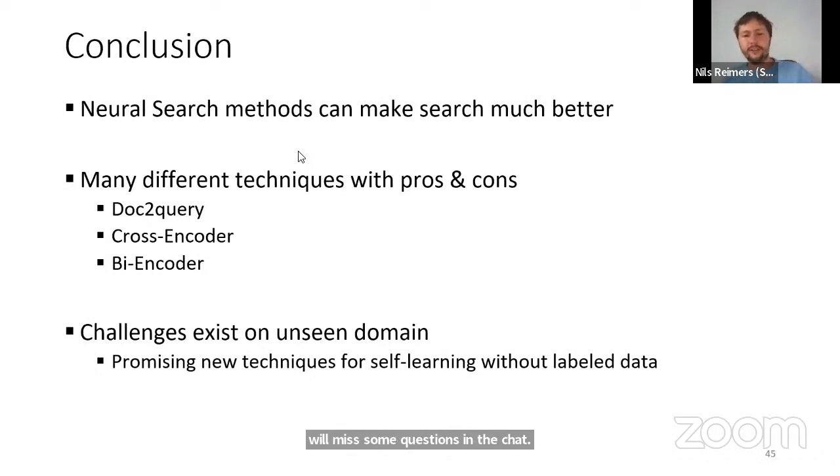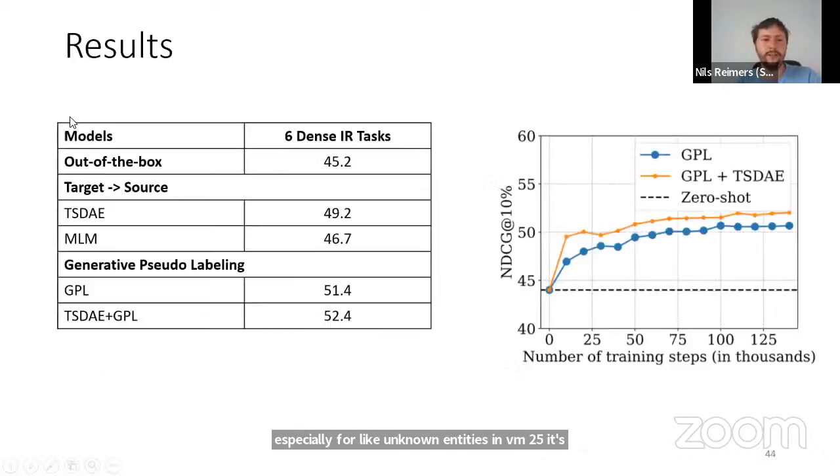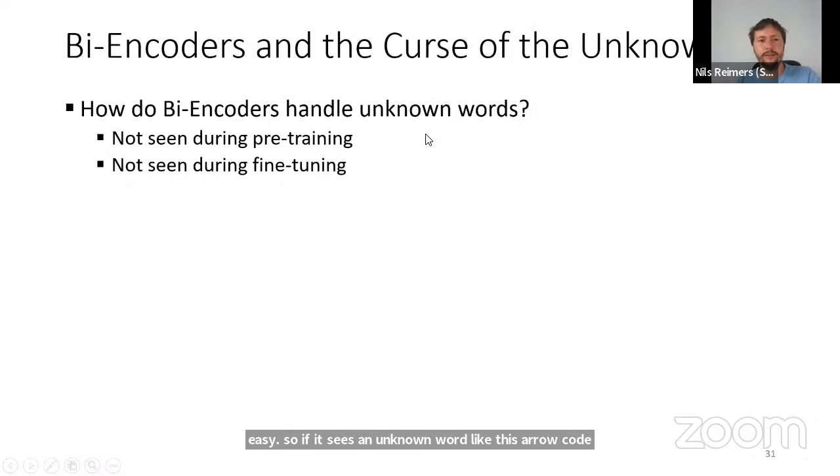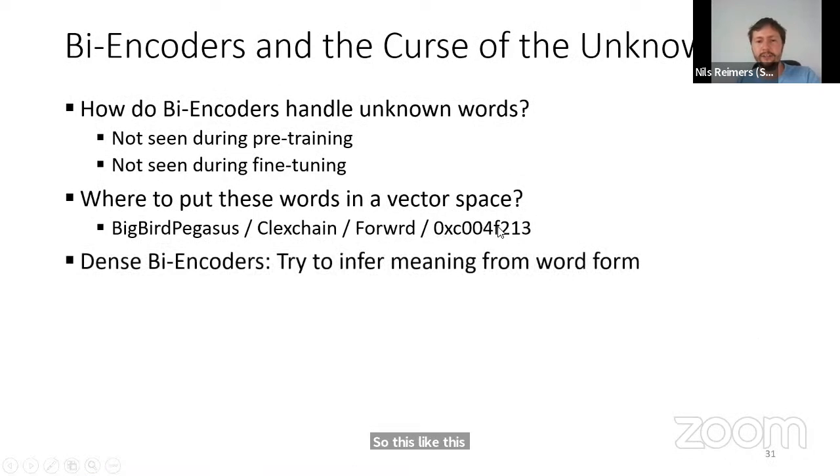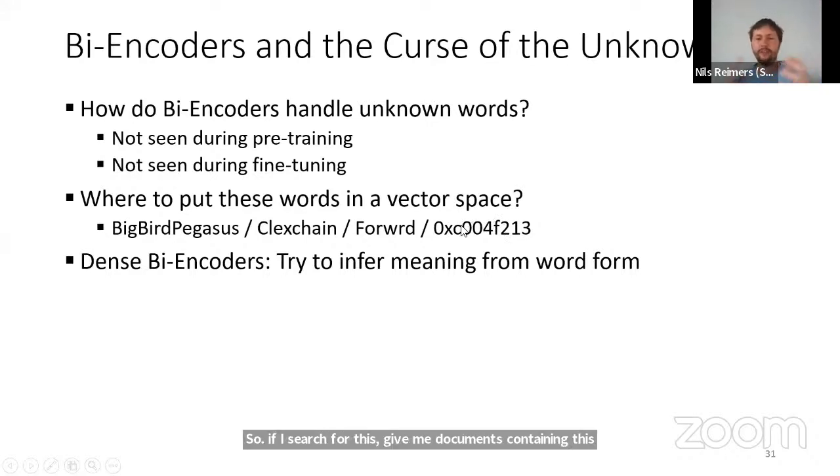There was one question: what could be the reason that BM25 does so much better on out-of-domain data than large language models? The issue we have with these bi-encoder models is that you force them to put words somewhere in the vector space where it does not really make sense for them to be, especially for unknown entities. In BM25, it's really easy. If it sees an unknown word like this error code, it does not try to infer what it means. It just creates a new dimension for it. And if you search for this, you find documents containing this, which is a really good baseline. So if I search for this, give me documents containing this. While these dense bi-encoders try to infer the meaning, and if one has never seen this word, it's not really able to infer the meaning of the word and gives you kind of garbage results.